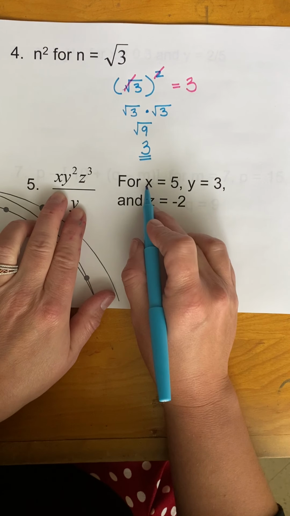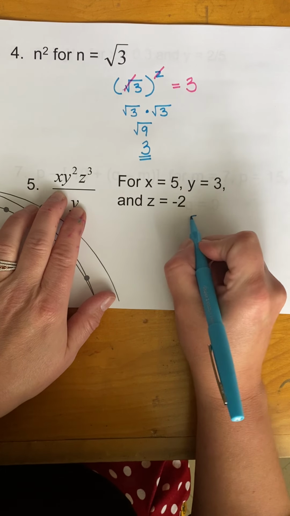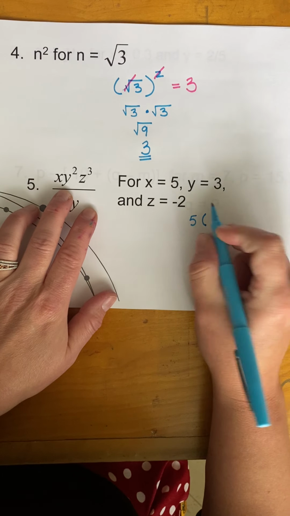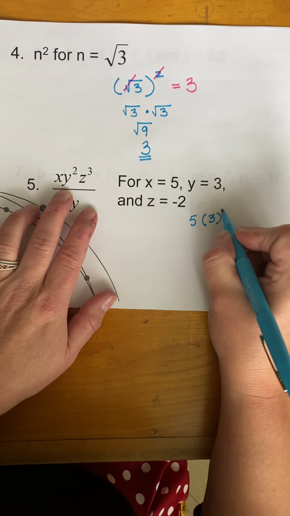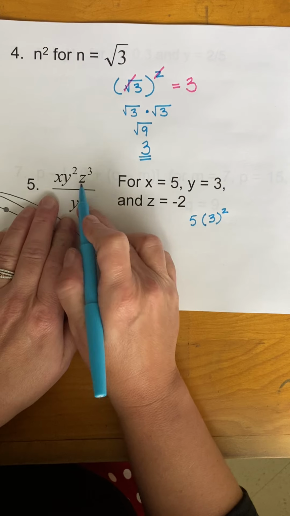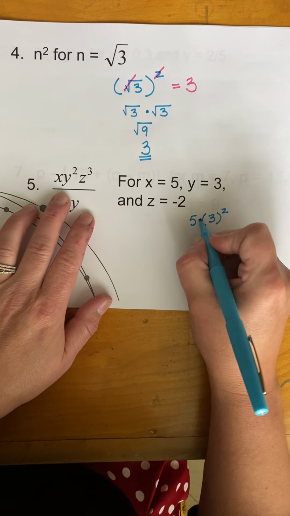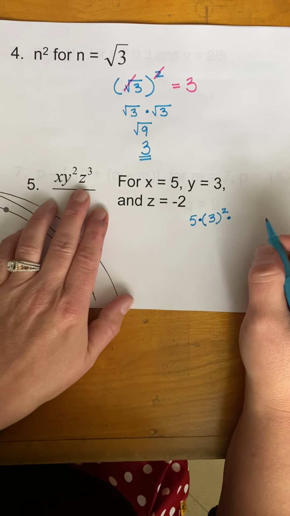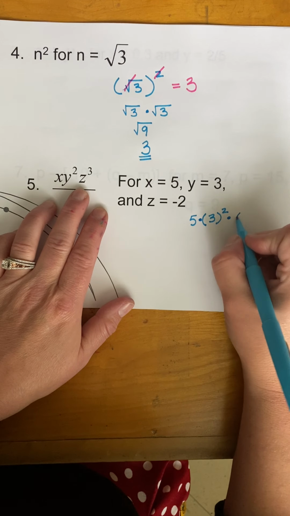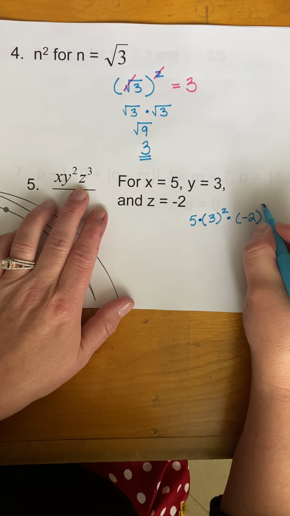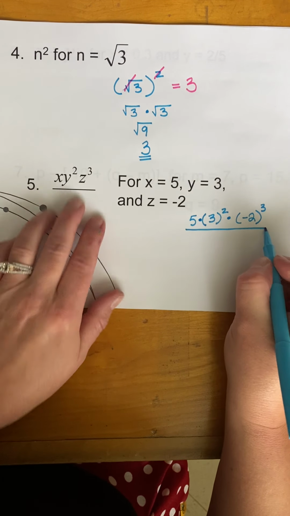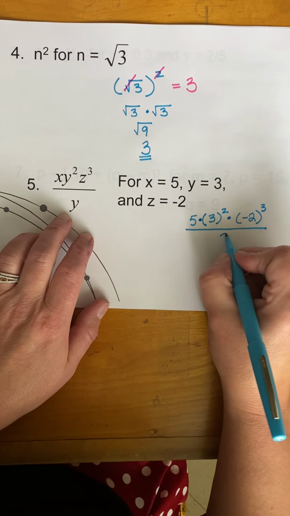All right, for x, we're going to plug in 5. And then for y, we're going to plug in 3, and that's squared. Since all these are together to be multiplied, I'm going to put a little dot in here to separate and show my multiplication. For z, I'm going to plug in a -2. And that's cubed. Now that's in the numerator. In the denominator, we just have y, which is 3.